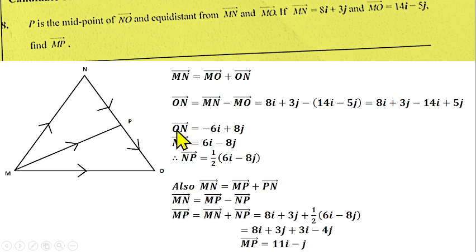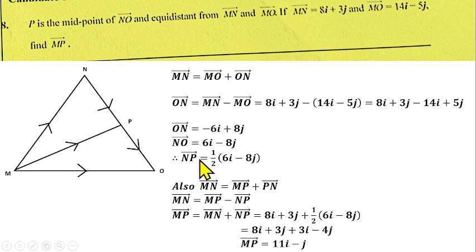So if our ON is this, that means NO, that means you are changing direction from here to here, and that's what this arrow means. So we are going from N to O now. That means you need to introduce minus against this vector ON. So if you introduce minus to it, this one becomes plus, this one becomes minus. So that means we now have a vector NO.